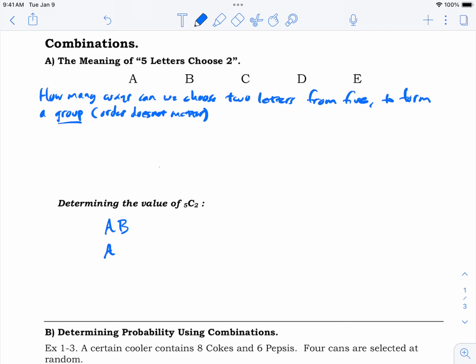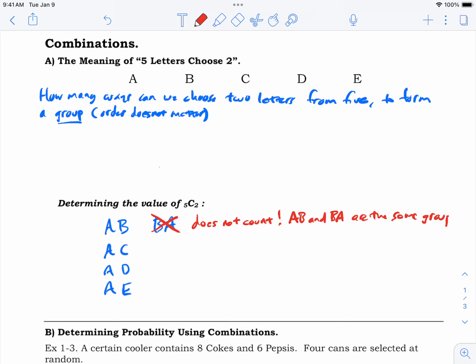I could also choose the A and then choose the C. I could also choose the A and then choose the D. I could also choose the A and then choose the E. Now, don't worry, there's not too many groups here. For example, BA, that does not count. Why doesn't that count? It does not count because order doesn't matter. AB and BA are the same group.